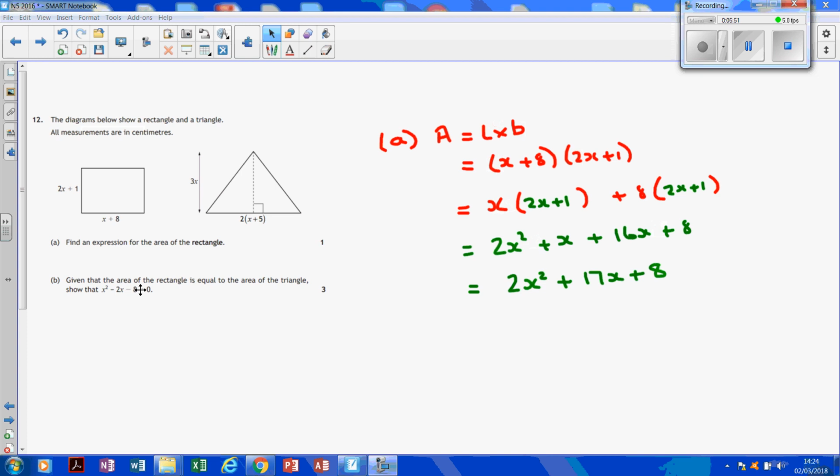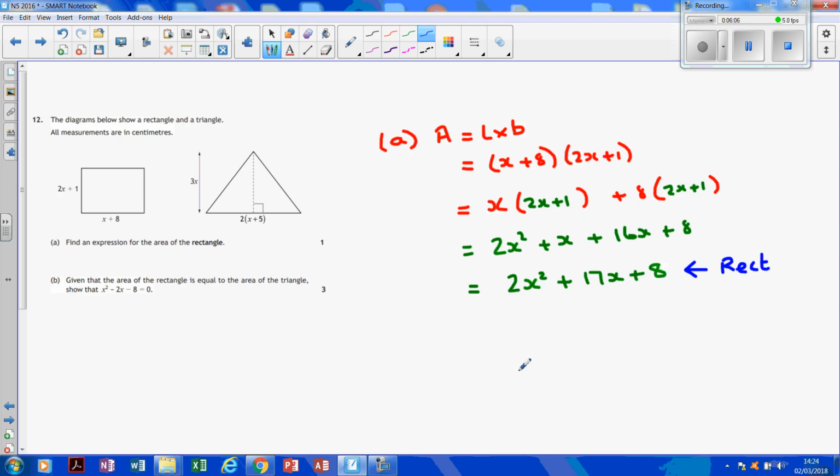Now for part B, it says, given that the area of the rectangle is equal to the area of the triangle, then we have got to show that that whole thing is equal to 0. Right, so I've got the area of the rectangle, that's there. That's the rectangle area. But I don't know what the area of the triangle is, so I have to do that first. So the area of a triangle is a half times the base times the height.